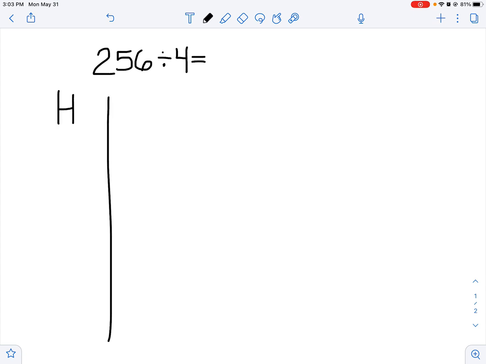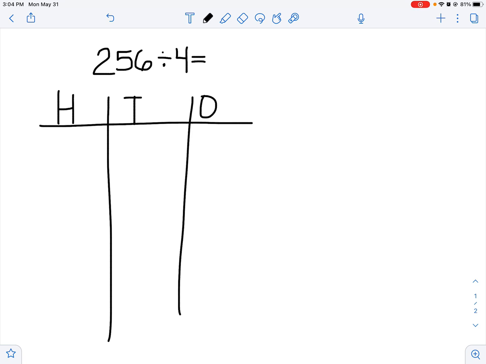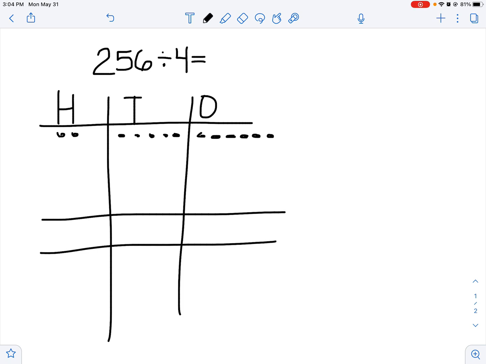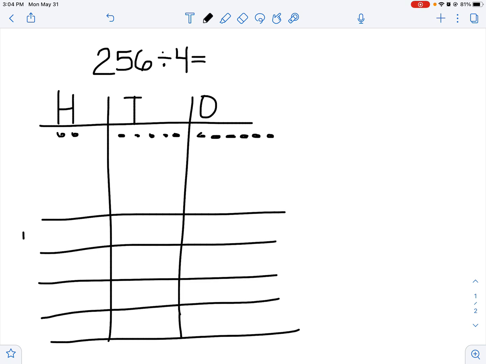Okay, and the first way we started looking at it was setting it up on a place value chart. So we made a hundreds, tens, and ones chart. We showed our 256 on our chart, and then we made 4 equal portions down here on the bottom to be able to group. So here's our 4 equal groups that we're trying to divide them into, right?